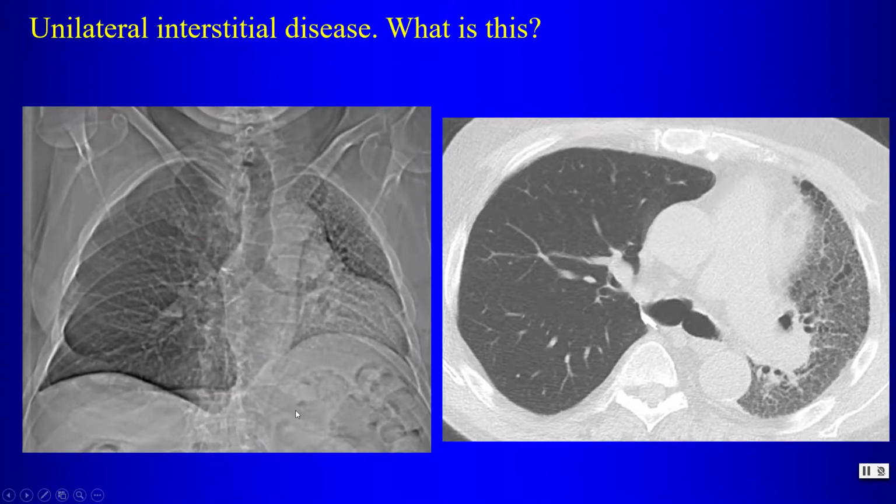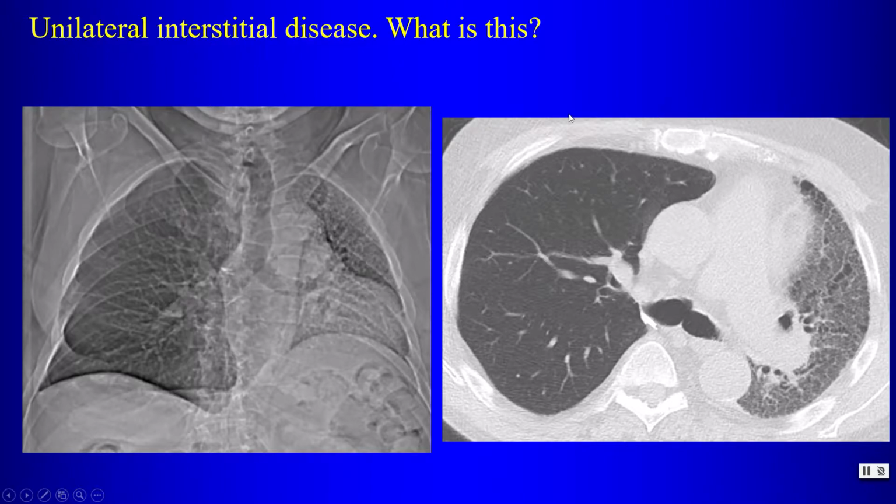Now, what about if we're dealing with unilateral interstitial disease? So here we have a patient who has volume loss on this one side, and we see that there is interlobular septal thickening and some traction bronchiectasis here. So this looks like predominantly unilateral interstitial lung disease. Well, what could this be? Well, there is a clue here for this particular case on the CT scan. Notice the surgical clip. Right, surgical clip. So what does this patient have?